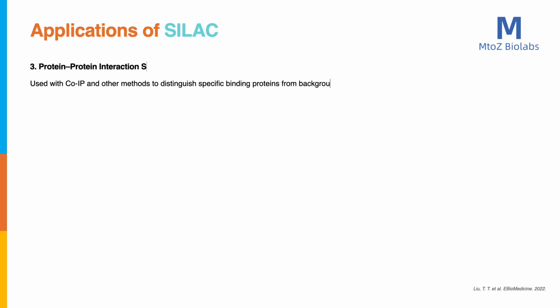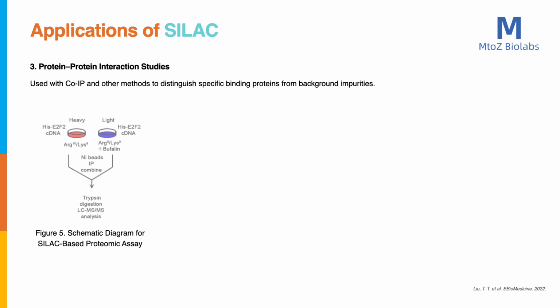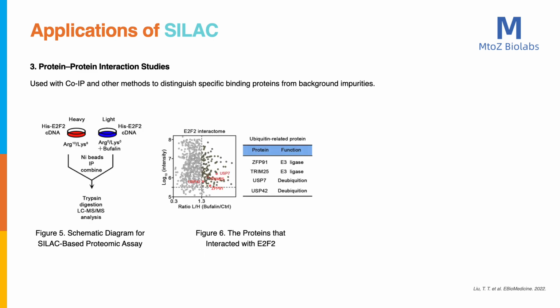Additionally, SILAC can be combined with co-IP for protein-protein interaction studies, effectively distinguishing specific binding proteins from background noise. Here, we present a case. The research aimed to identify the E3 ligase responsible for the ubiquitination and degradation of the transcription factor E2F2. The research team established E2F2 overexpressing HEK293T cells and used SILAC labeling for both the control and drug-treated groups. Co-IP was then performed, followed by LC-MS to quantitatively screen for interacting proteins.